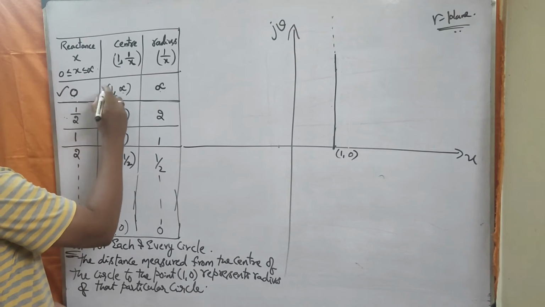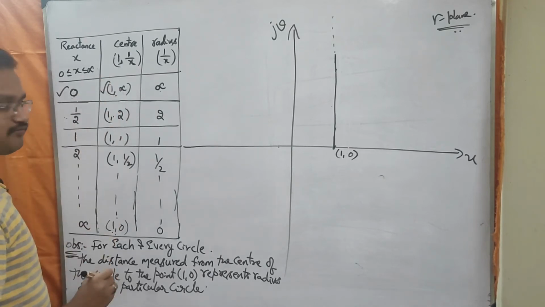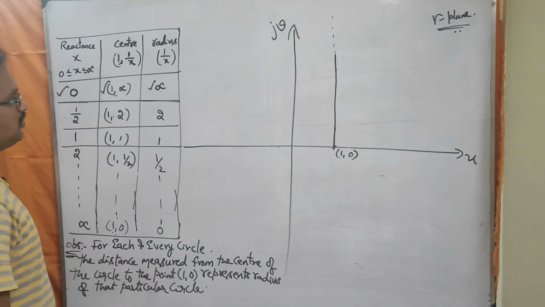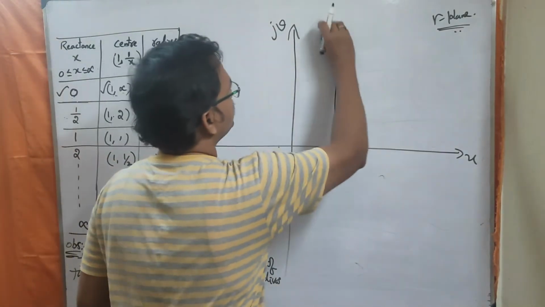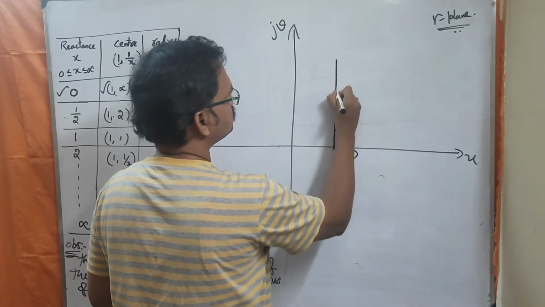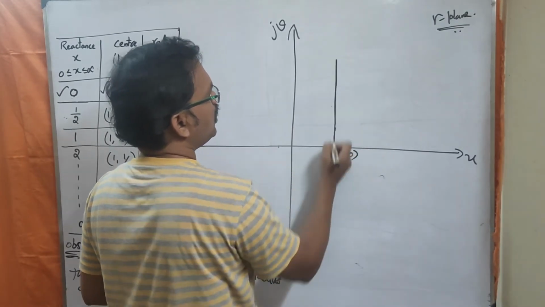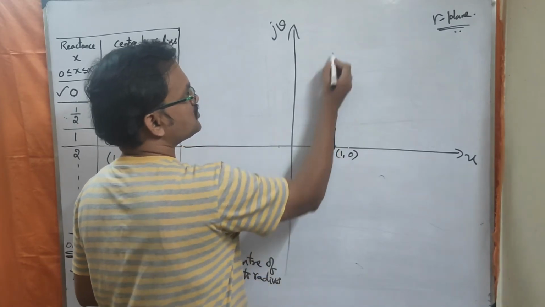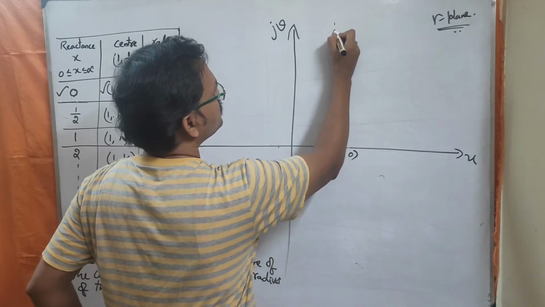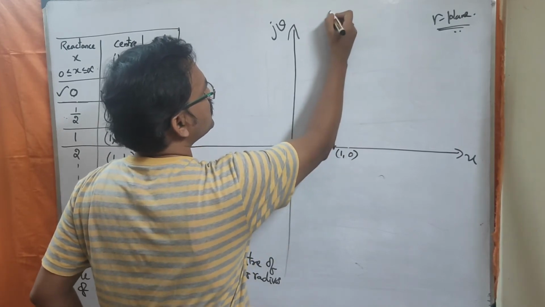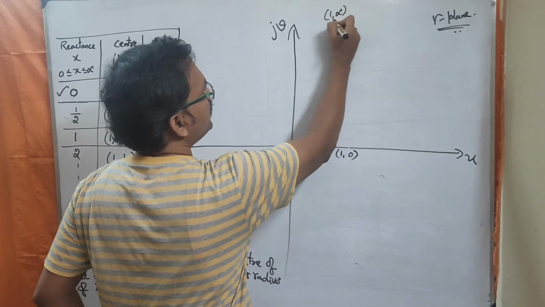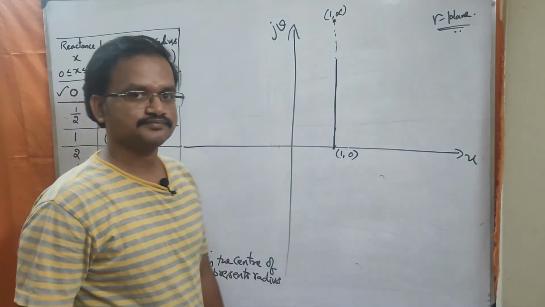So its center is at what here? Its center is at 1 comma infinity and radius is what? Radius is infinity. Okay. So now here, on this line, this is 1 comma 0. So the center of the circle is 1 comma infinity. If you go up to infinite distance, somewhere here the point is 1 comma infinity. So this point is 1 comma infinity.